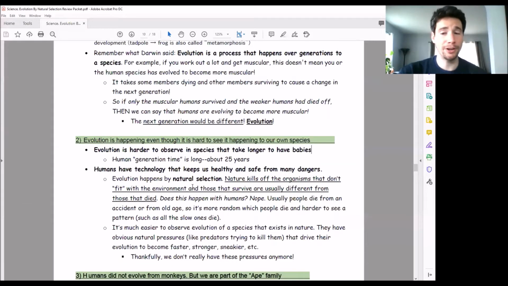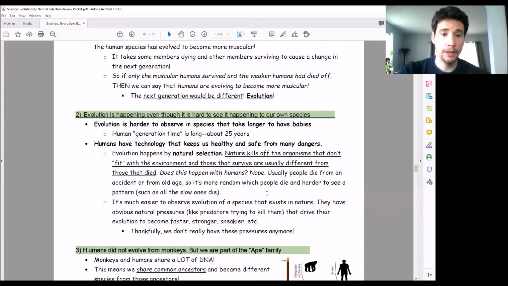Okay, and so because of that, our evolution takes a long time, and so it's hard to see the evolution of humans. It would be much easier to see the evolution in crickets or in bacteria or in worms or something that reproduces very quickly, where we can tell which ones are living and which ones are dying and how the population has changed over those generations, right? That's what evolution is. That's what I keep telling you.